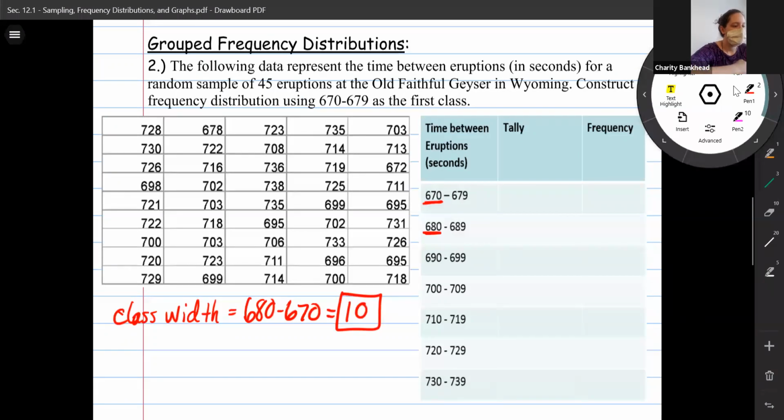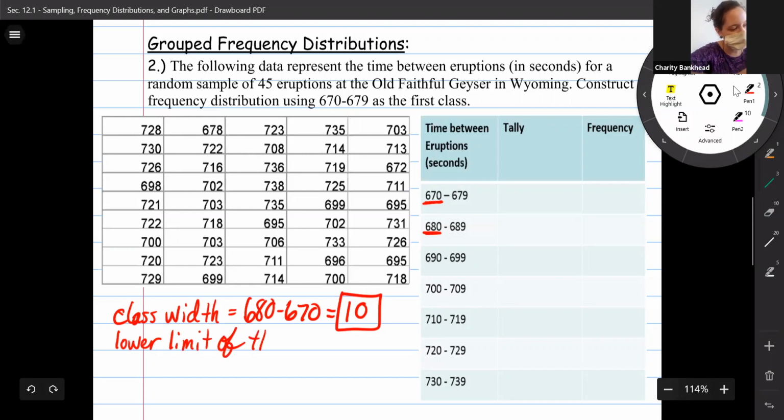All right, and then the lower limit of the first class is 670. And the upper limit of the first class is 679.